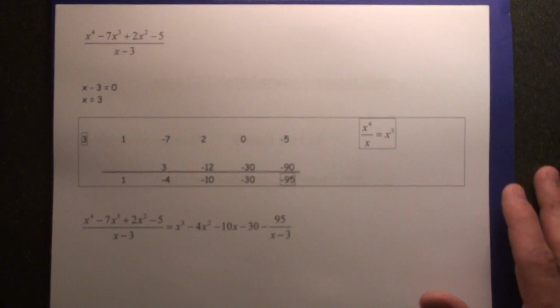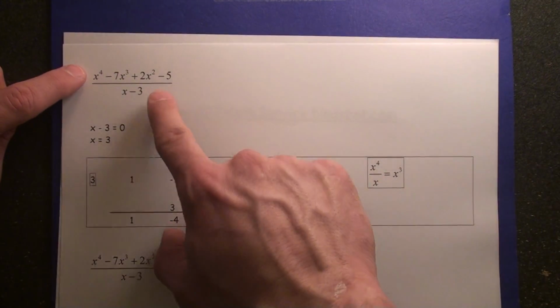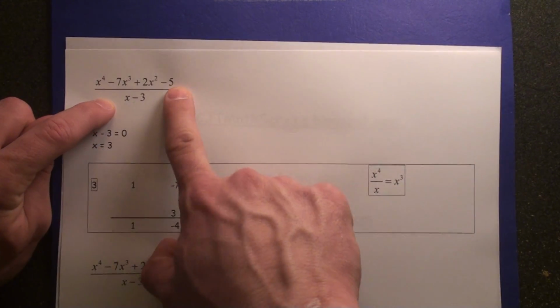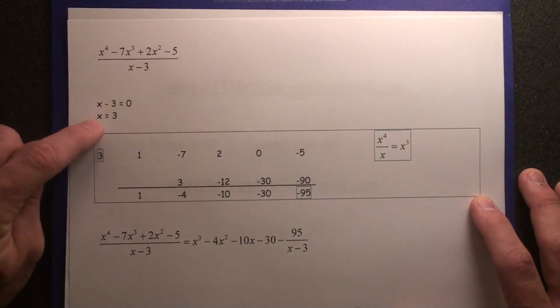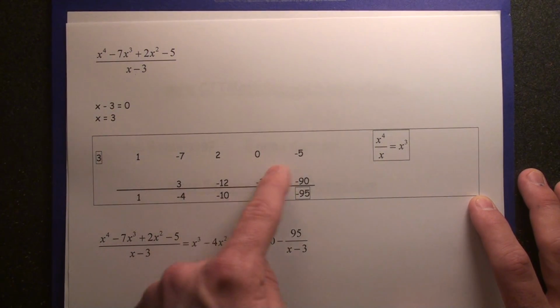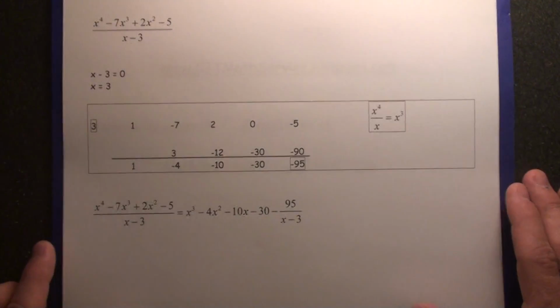Okay? Here's another example. In this example here, notice how the x term is not there. There's a fourth, a cubed, a second, and there's no x. There is a constant term. So you do x equals 3, put it in the box. Notice how what you're going to do here: 1, negative 7, 2, 0, negative 5. Just do the same exact thing we just did in the last problem, and you're all set.